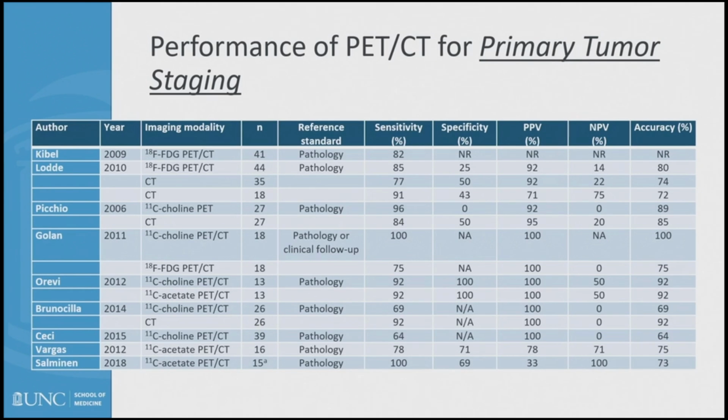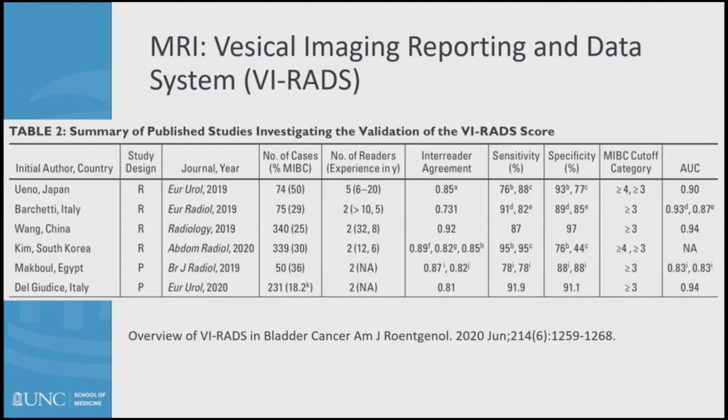primary tumor staging in bladder cancer. There has, however, been a somewhat wider adoption of using MR, and I know MR is not a molecular imaging agent, but I think it at least needs to be listed in this context, and that the MRI vesicle imaging reporting and data system has been well validated now across the globe, essentially showing that this is a pretty good tool in terms of determining staging for local bladder cancer. So something that perhaps will be adopted much wider in the coming years.